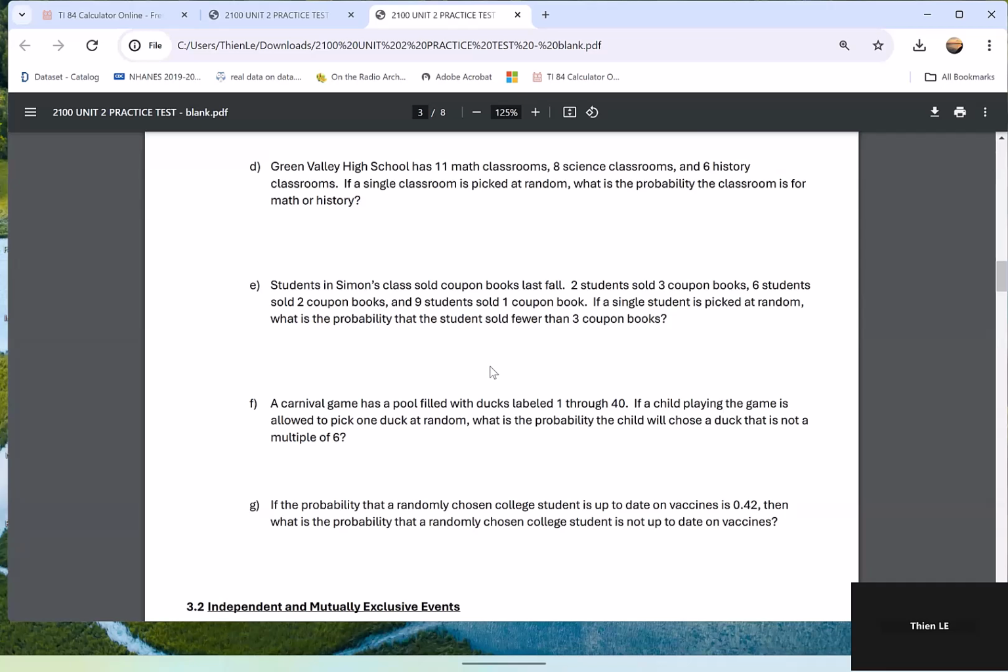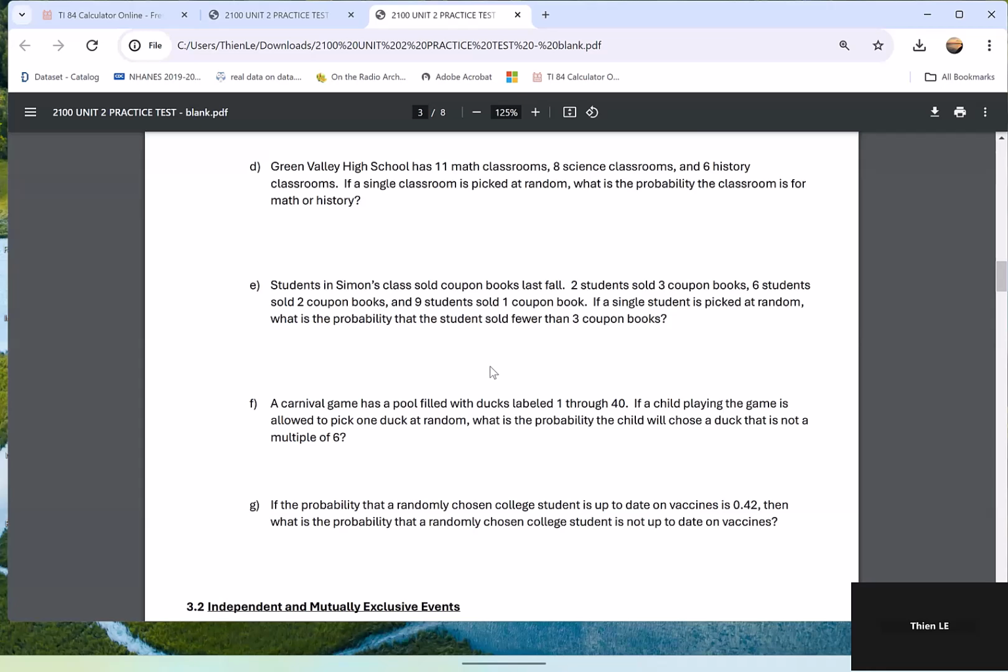So multiples of 6, you have 6, 12, 18, 24, 30, and 36. Okay, so here the multiples are between 1 and 40. From that, you can see that you have 6 as the size of your multiple of 6 event.